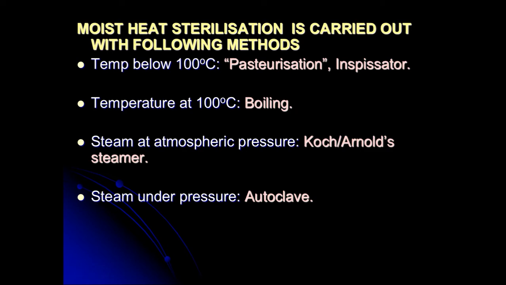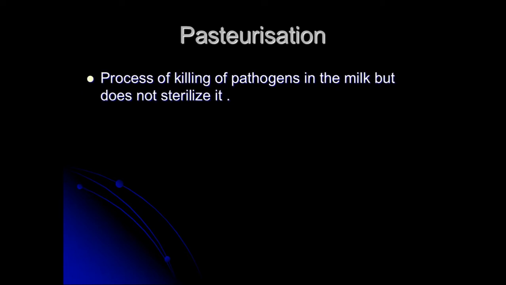But today we are going to see first the two methods, that is temperature below 100 degrees centigrade and temperature at 100 degrees centigrade. First we come to temperature below 100 degrees centigrade, and the first process is pasteurization. This process is commonly used for milk, killing the pathogens in the milk, but it does not necessarily sterilize it. Sterilize, we have seen the definition, is killing of all living organisms including spores. But pasteurization is able to kill most of the pathogens present in the milk.